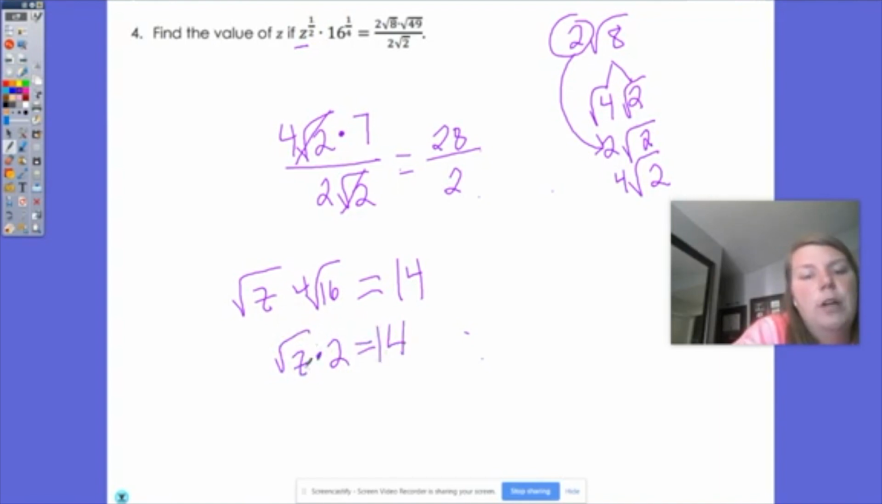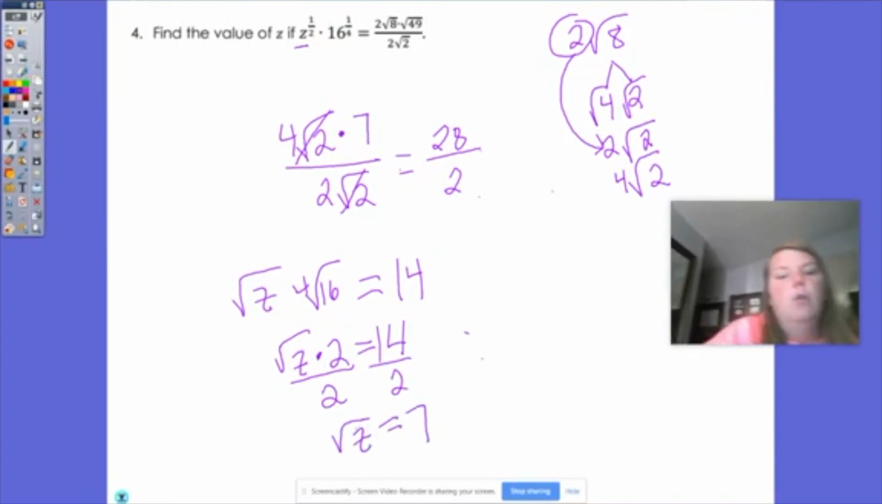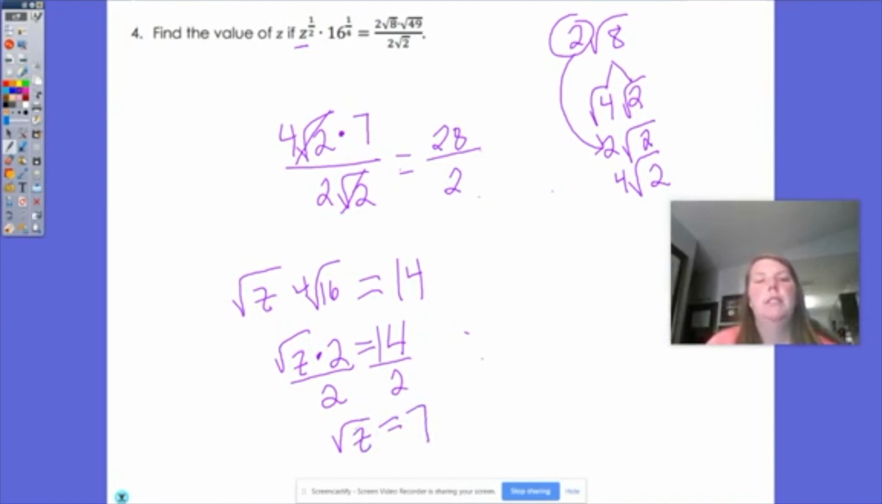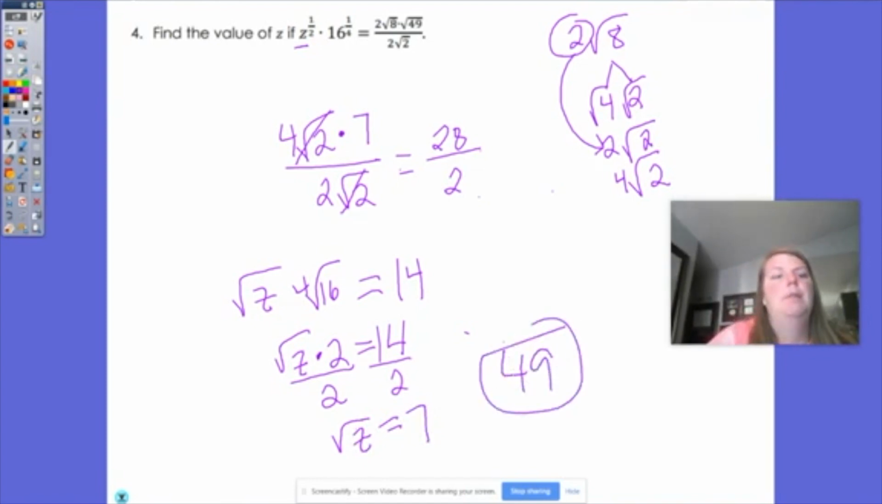So we have the square root of z times 2 equals 14. So we're going to solve for z. The first thing I'm going to do is divide both sides by 2. So we have the square root of z is equal to 7. So what number, when we take the square root, is equal to 7? Well, that is 49. So that would be the answer to number 4.